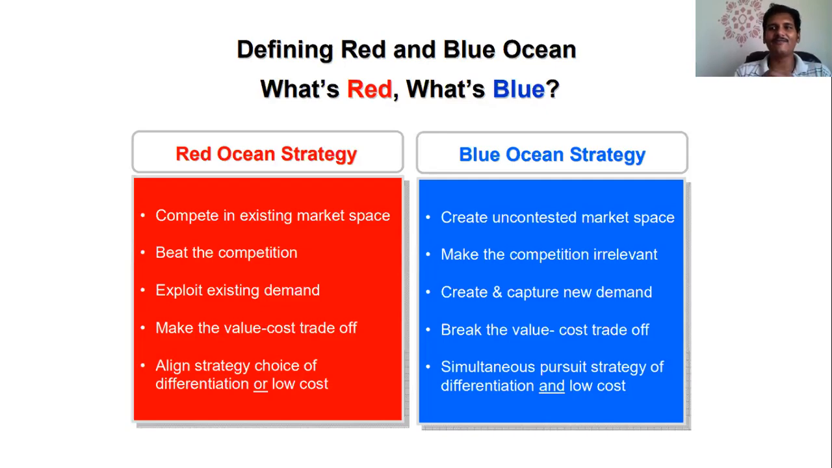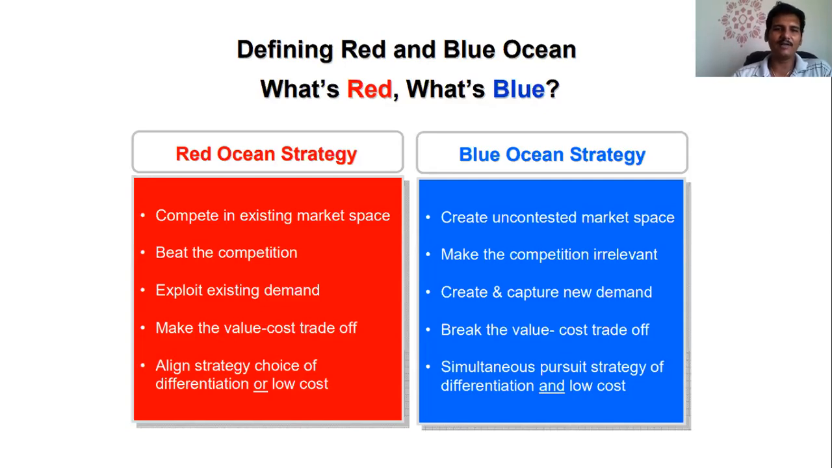That has to be identified. For that, your strategy canvas will really give you a help. So red ocean is to compete in the existing market space. Blue ocean strategies create a new uncontested market space. So in red ocean, you have to beat the competition. You have to do all possible ways to beat the competition. But here, you make the competition irrelevant because it's uncontested market space.